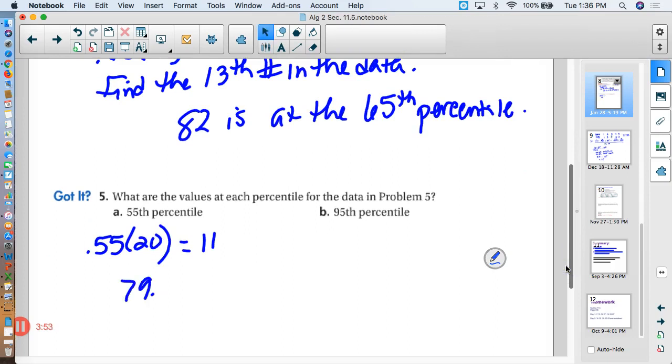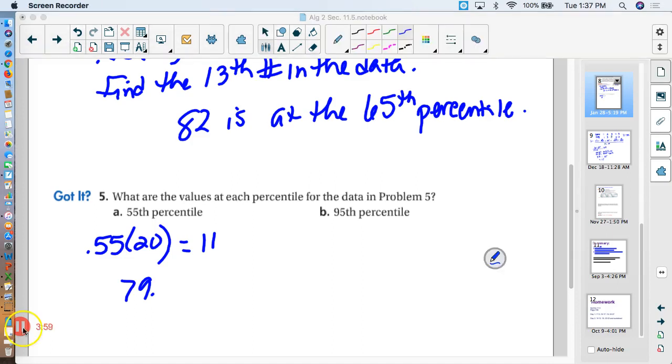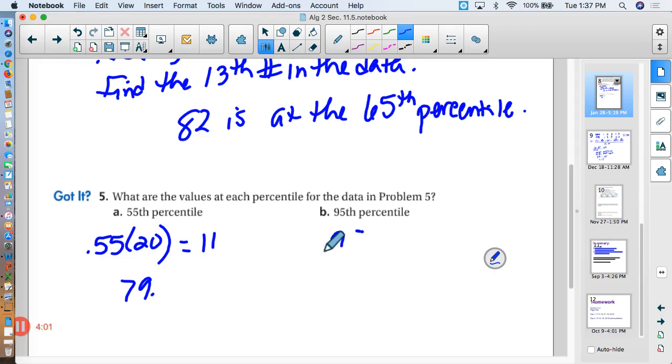All right. I'm going to pause the recording. You guys find the last one there. Find the 95th percentile. All right. So 95% of 20 ended up being 19. So what was the 19th score? 98. So 98 would be the score where 95% of the students scored that or lower. Okay? Questions about percentile?